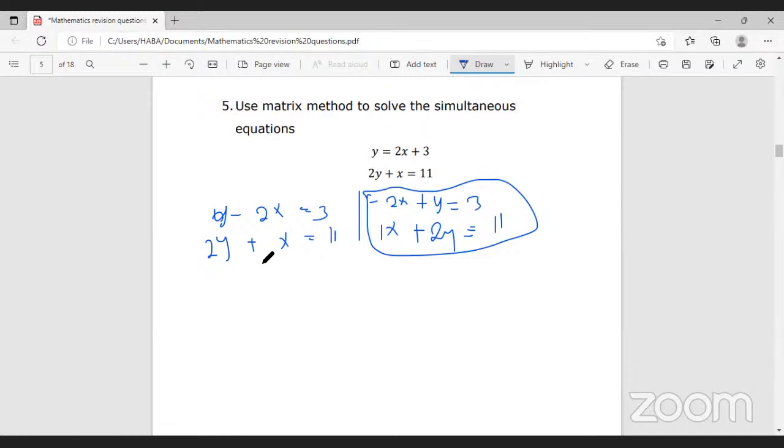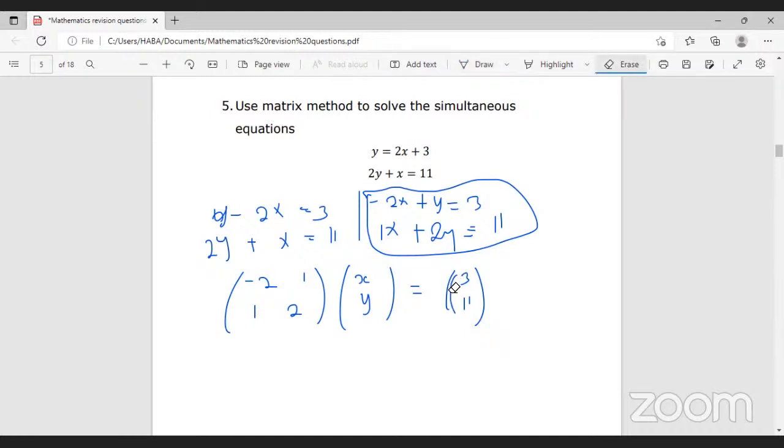So we are going to write a coefficient matrix. So we are going to write the coefficients of x and then y. So that would be negative 2, 1, 1, and 2. Then multiply by x, y, and this equals 3, 11.